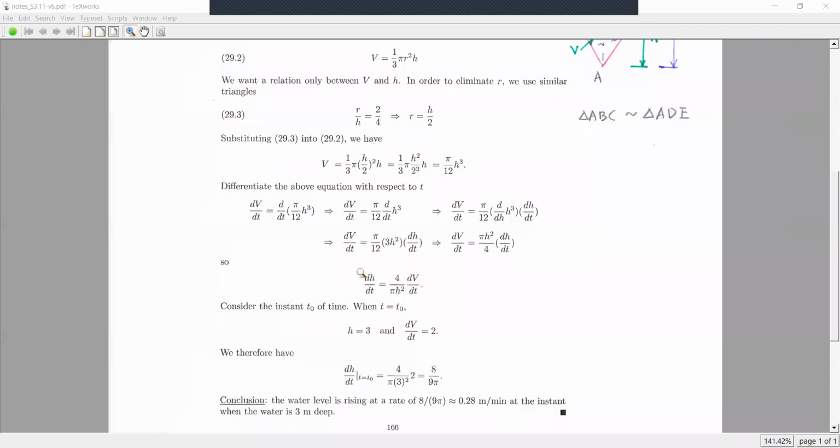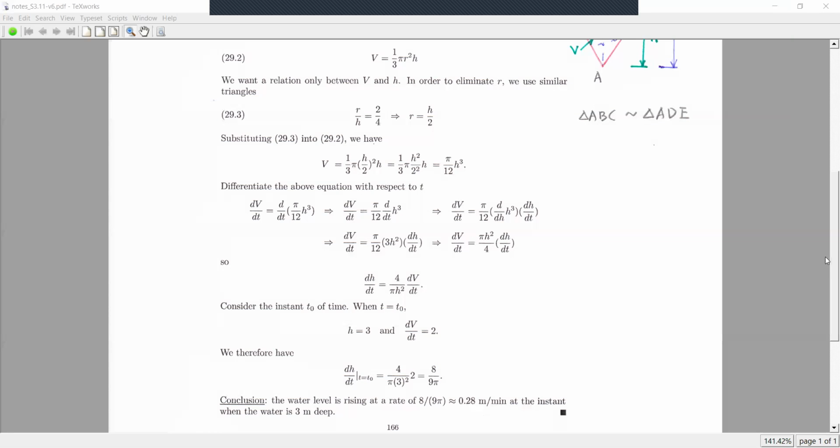Next, evaluate the derivative at the time t0. At t0, H is 3 and the derivative of V is 2. Plug this information into this equation, then the derivative at the time t0 is this number.